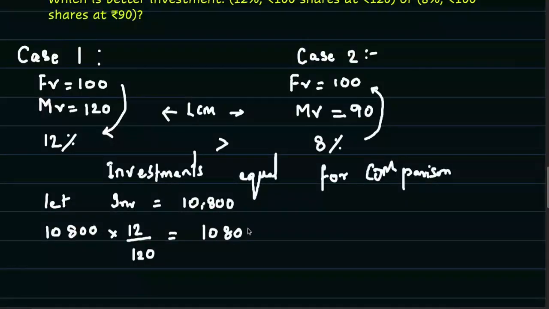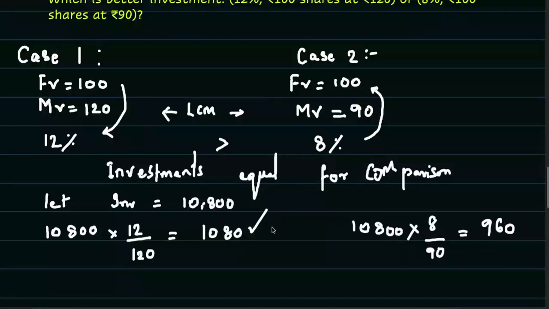1080 is the return I am getting. Here if I do the same, 10,800 multiplied by 8% divided by how much is the market value here? 90. So that's why I am taking something which can be cancelled by 12 and 9, 1080. Okay, so that's why we have taken LCM. So that will be equal to 960.